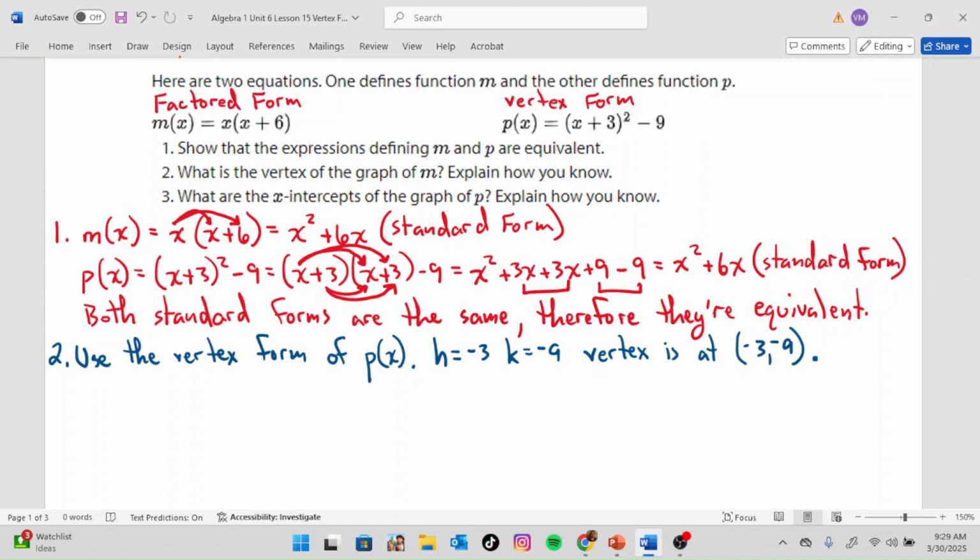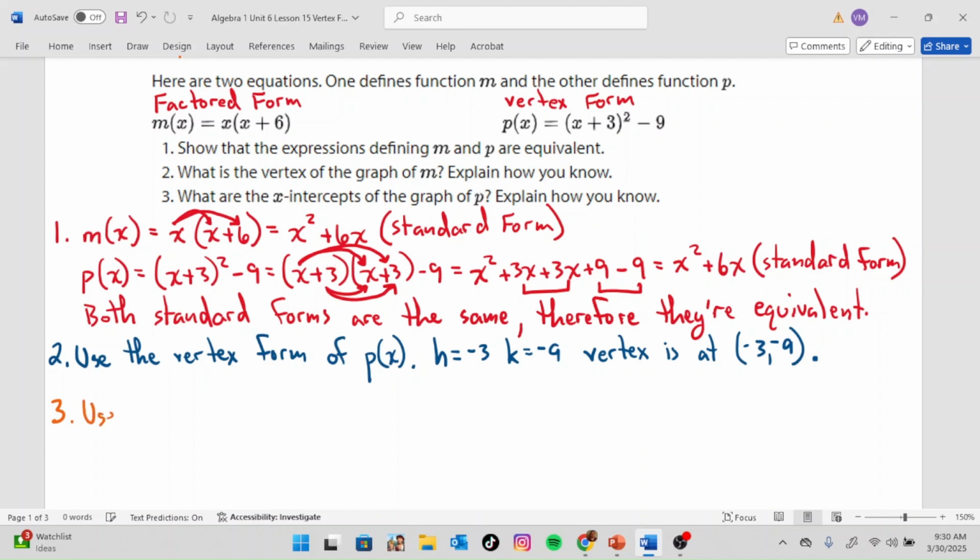So now for number 3, what are the x-intercepts of the graph of P? Explain how you know. Well, P is in vertex form. That doesn't help me find the x-intercepts. But M is in factored form, which does let me find the x-intercepts. And since P and M are equivalent, they will have the same x-intercepts.